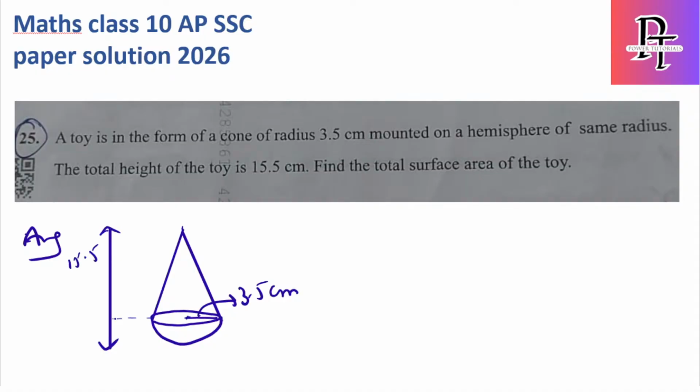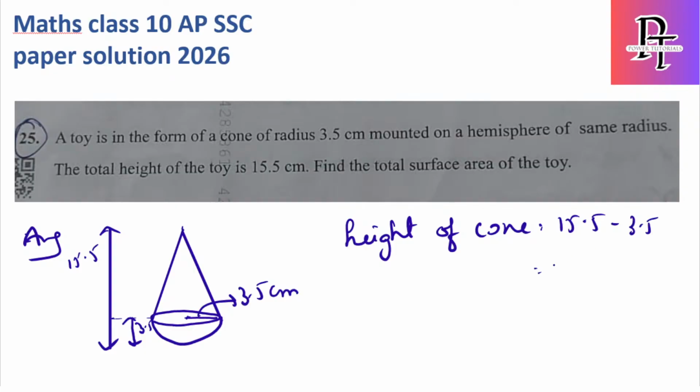If you notice here, this value will be 3.5 because it is the radius. Okay, so I can simply write height of cone (15.5 minus 3.5). So the height of cone is nothing but 12 centimeters. So this value is 12. Okay, radius we know, which is 3.5.